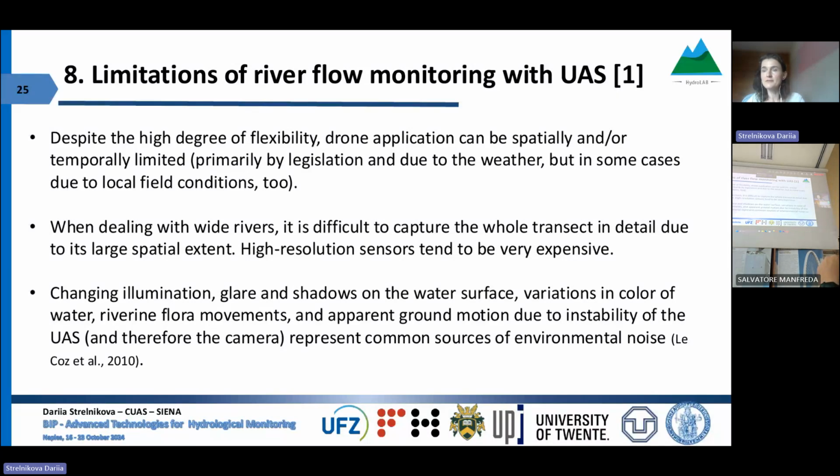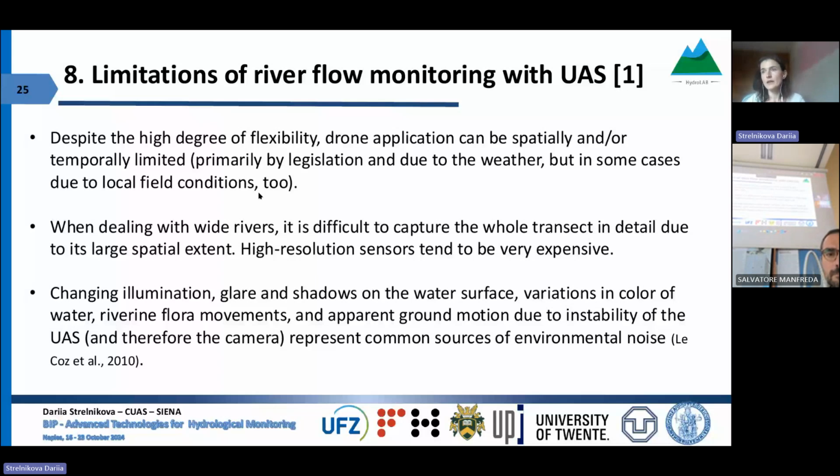Then if we deal with very large rivers, which is often the case, we need high resolution sensors, and they can be expensive, which can be out of our budget, and that would be a limitation for our monitoring process. Then there are environmental noise constraints, such as change in illumination, glare and shadows, variations in color of the water, some flora movements, apparent ground motion due to instability.